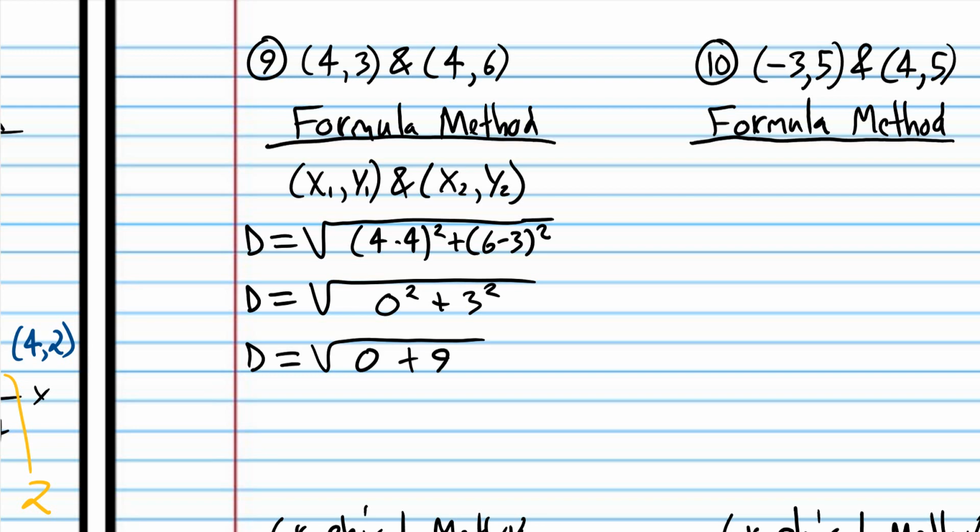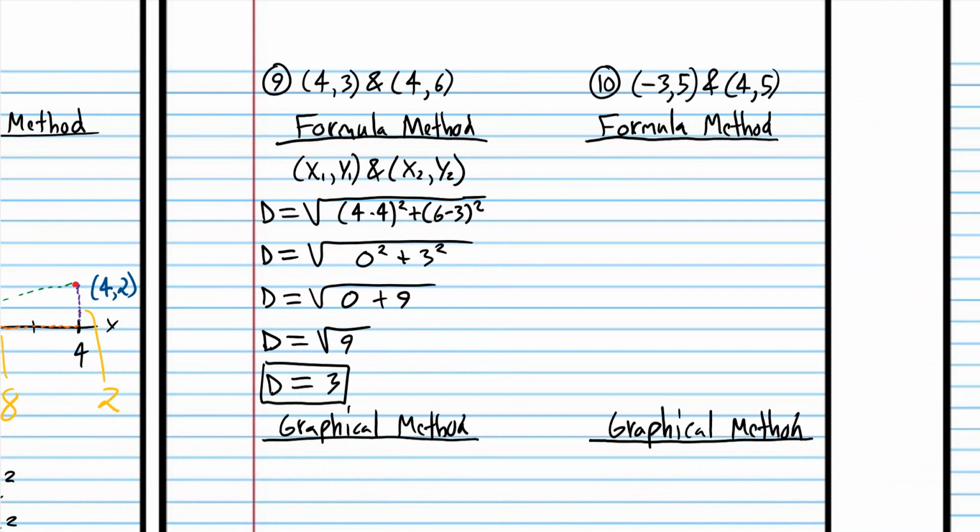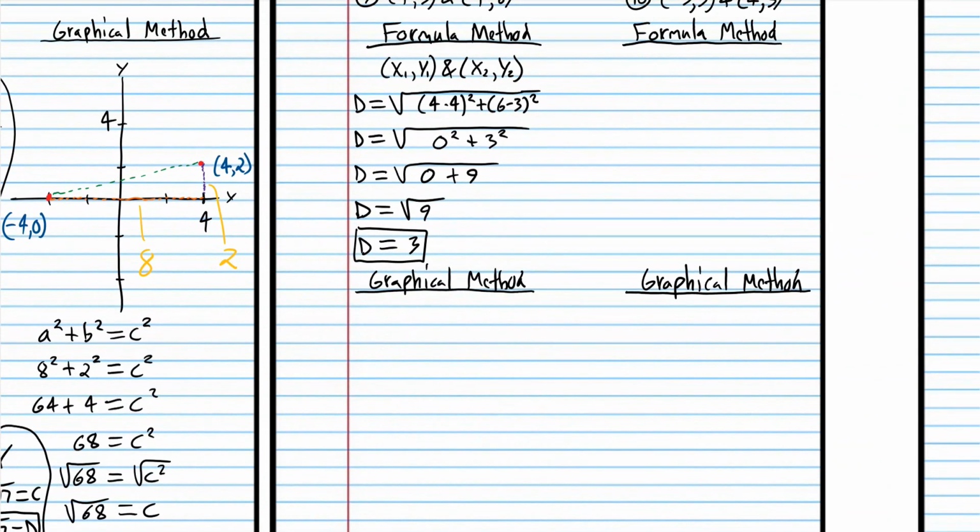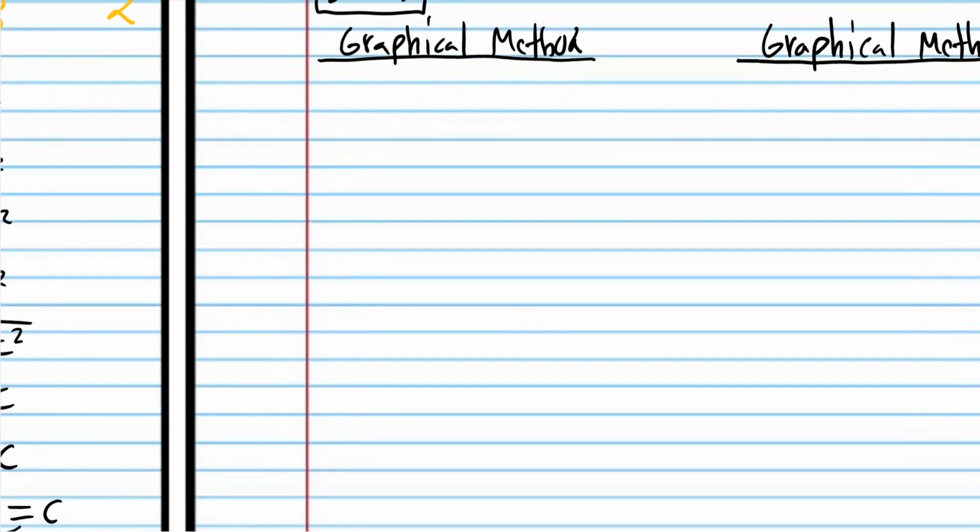Maybe I should show that. And then we have square root of 9, which is, what number times itself is equal to 9? Well, that number would be 3. So the distance is 3. So not really a big deal with the formula method, but when you do the graphing method, you're going to see that it doesn't really work like it did in the previous problems.